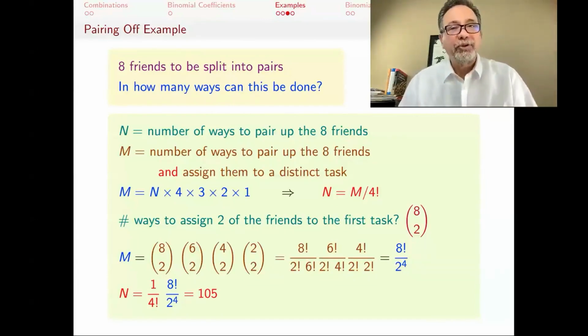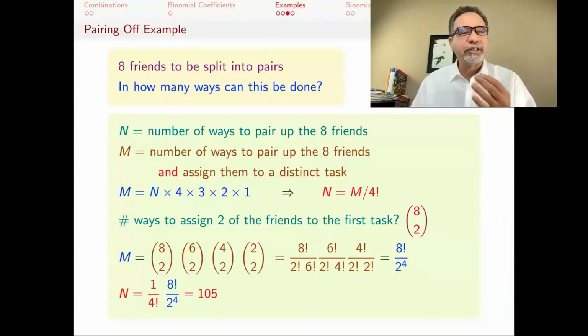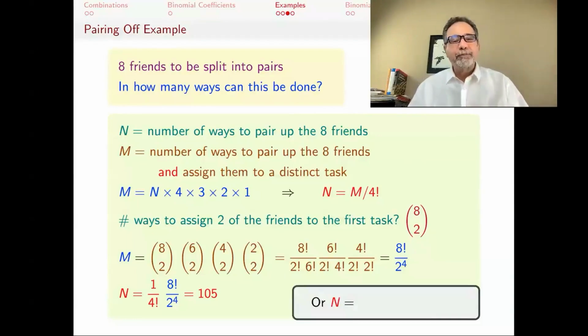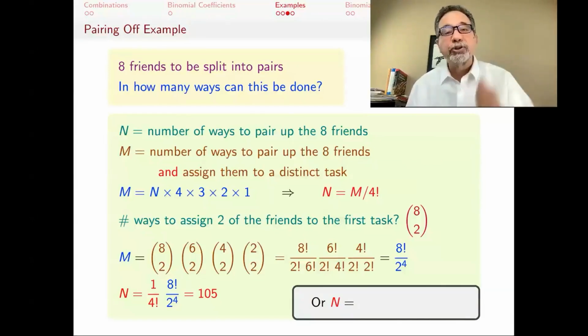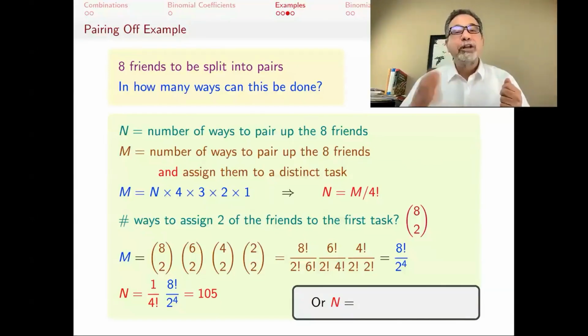Like any other combinatorics problem, there's a multitude of ways of doing that. This problem, you could have done actually simpler. I could have said, I have 8 friends and I want to put them in pairs. I will pick the tallest person in the group, and I say, okay, I'm going to give you a partner. How many ways can I do that?